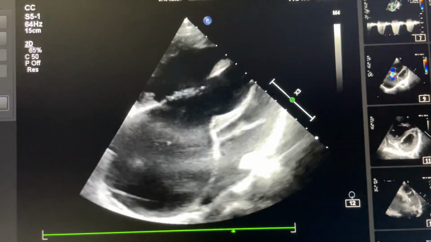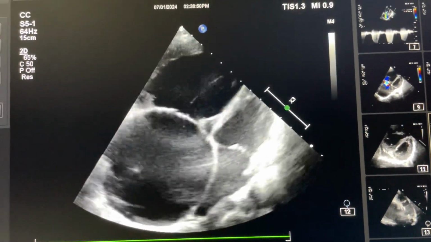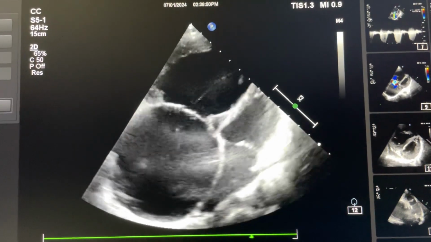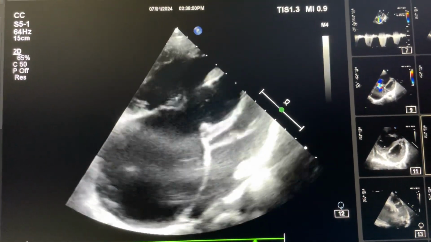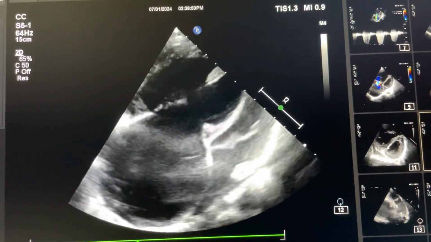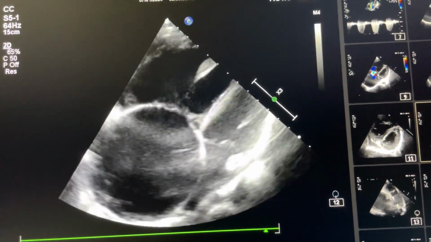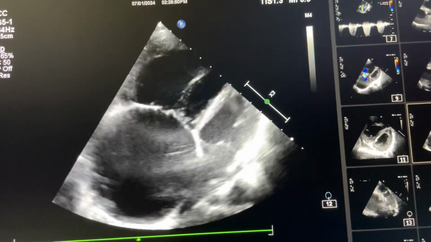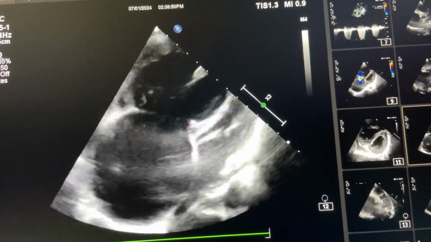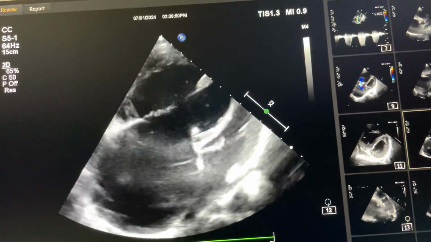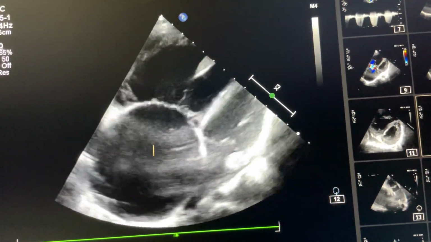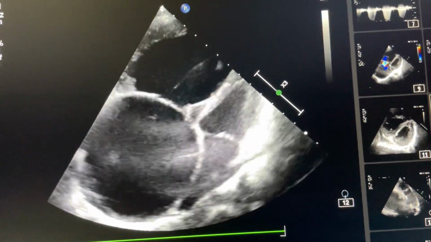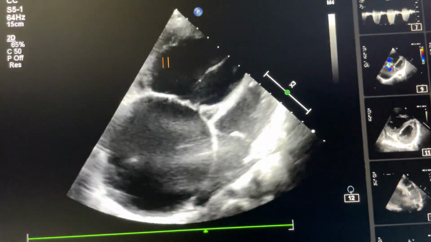This is the case of primary pulmonary artery hypertension. History wise, a 21-year-old person has had shortness of breath for the last 6 months, but the main shortness of breath is only for the last 15 days. You can see the right atrium and right ventricle severely dilated.